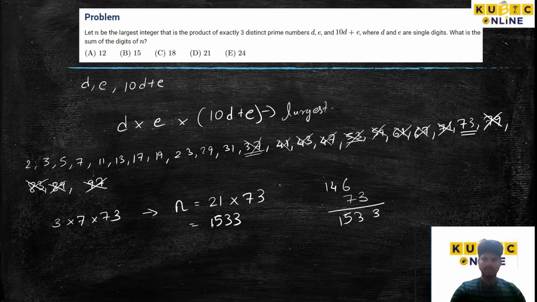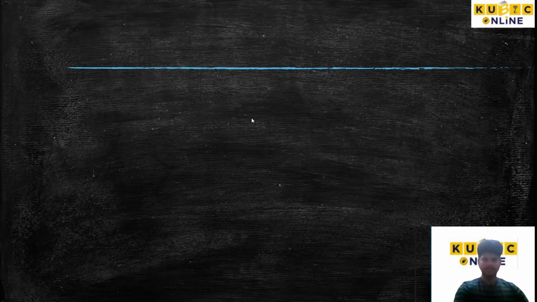Now what is the addition of digits of n? 1 plus 5 plus 3 plus 3, and that is equal to 6 plus 9, which is 15. So option B. Okay, now let's move on to the next question.